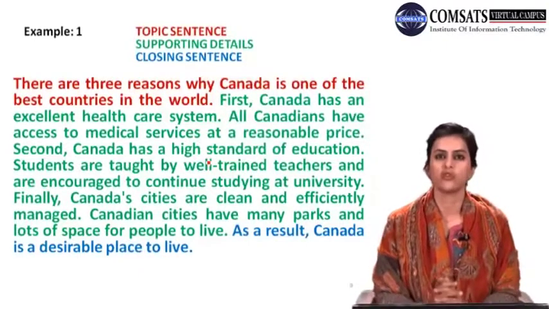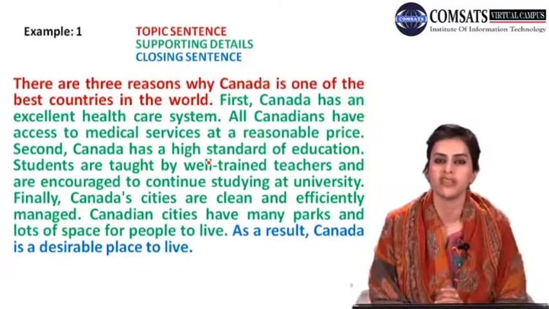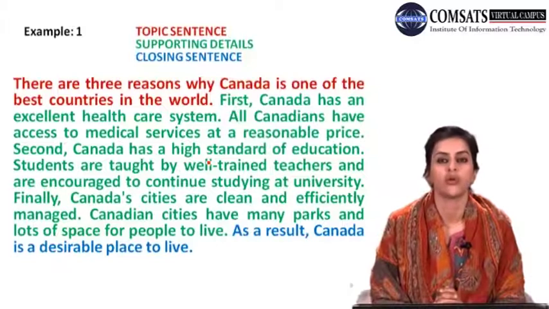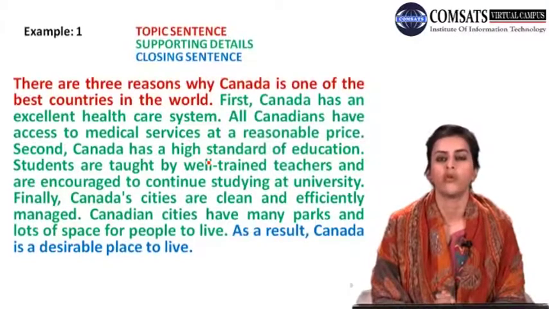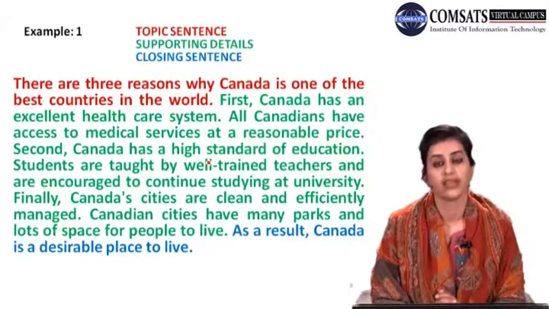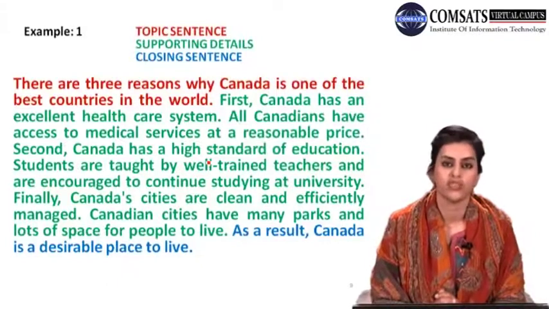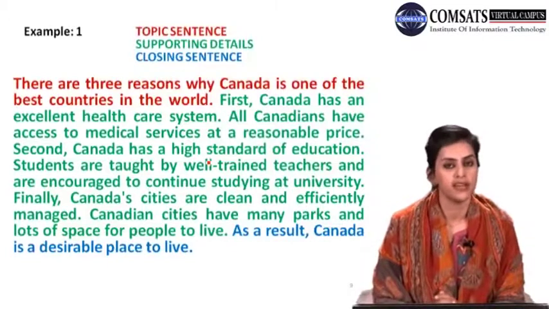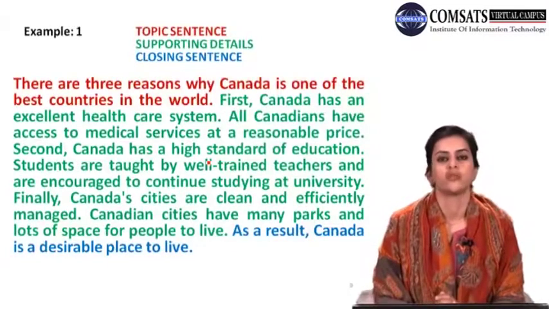So this is how you're supposed to write one paragraph: your topic sentence is to be supported by the details, and then your concluding sentence should conclude the whole paragraph in one go, saying, as a result, Canada is a desirable place to live. They wanted to prove that Canada is one of the best countries in the world, so they did it.